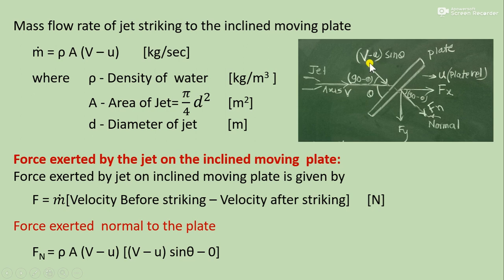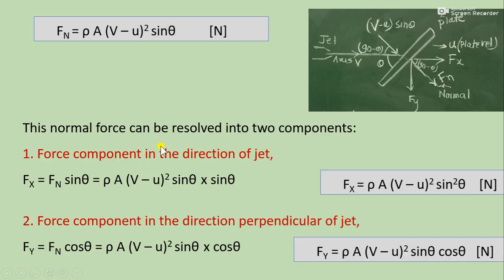Now in this case, the velocity component which is normal to the plate, that is (v minus u) sin theta, is taken into consideration. So the force normal to the plate, Fn, becomes mass flow rate, that is rho a (v minus u), into the bracket velocity component normal to the plate, (v minus u) sin theta, minus velocity after striking, that is 0. So Fn is equal to rho a (v minus u) square sin theta in Newton.